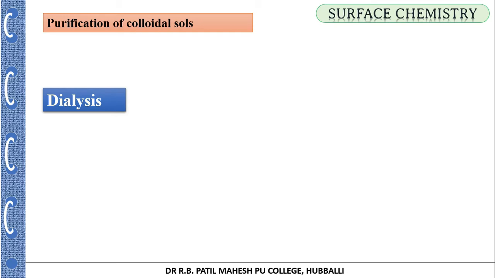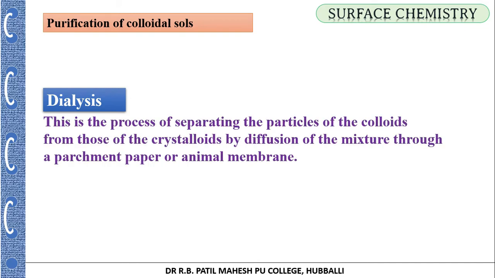So in the case of dialysis, we are going to separate particles of colloids from crystalloids or true solution particles, in other words ions or some molecules, through a process called diffusion, by using suitable parchment paper or enamel membrane. So in dialysis, we separate colloidal particles from crystalloid particles or true solution particles. By which process, students? By diffusion. Okay, by using a suitable membrane or paper, parchment paper or enamel membrane.